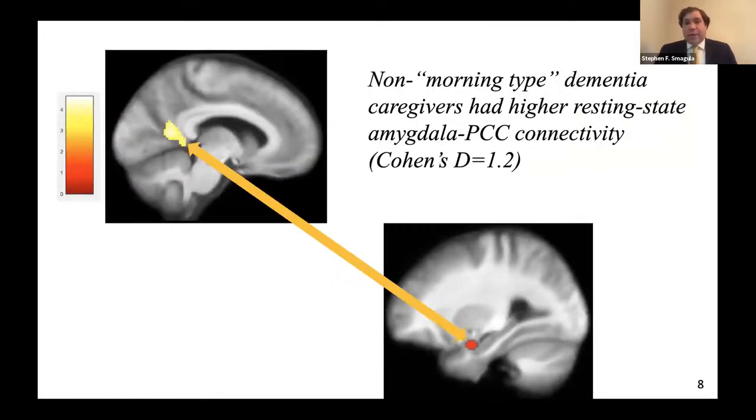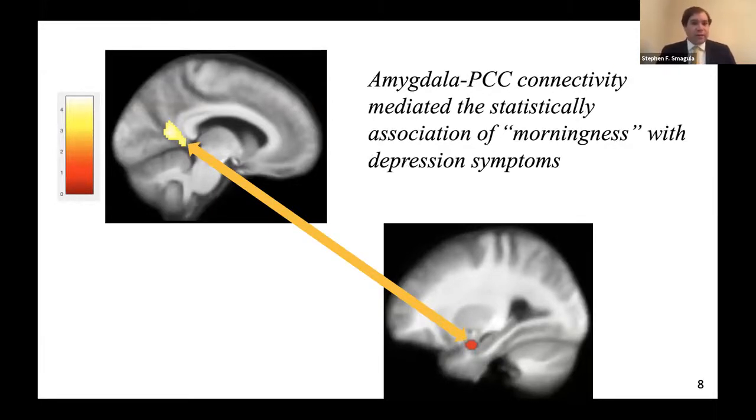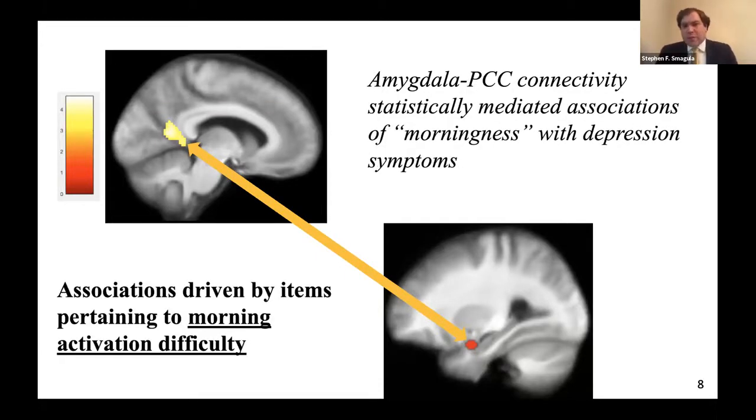Our main finding was that the non-morning type caregivers had higher resting state connectivity between amygdala and PCC, posterior cingulate cortex structures. Based on prior literature regarding these regions, we suspect this is reflecting allocation of attention to emotional distress. That is, more depressive ruminations in the non-morning type caregivers. This resting state feature statistically mediated the association between morningness and depression symptoms. And these associations were driven by items pertaining to difficulty getting going in the morning.